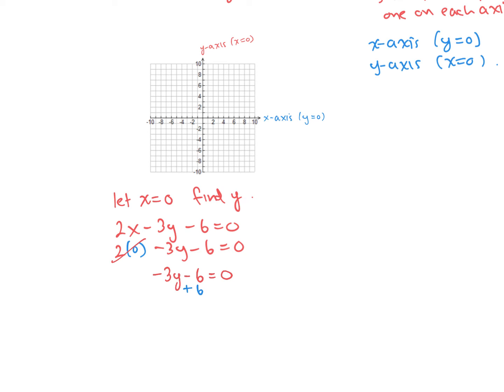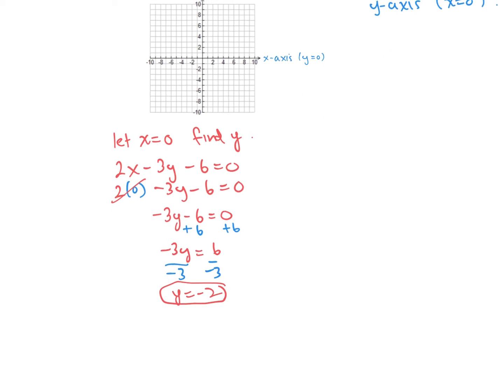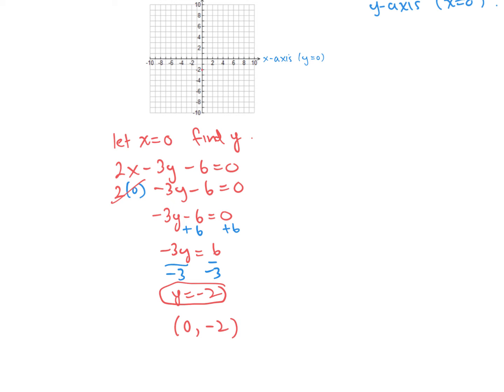So let's do the opposite of minus 6. We'll add 6. And then we'll divide by negative 3 to find y. So y equals negative 2. So that means that when x was 0, y was negative 2. And so that's 1 point that's on the y-axis. Then we can let y equal 0 and find x.